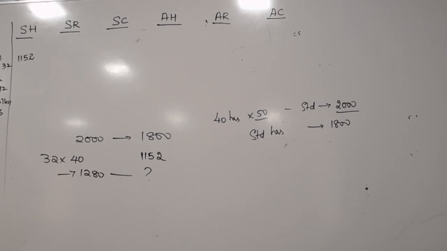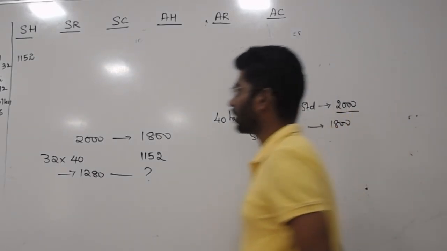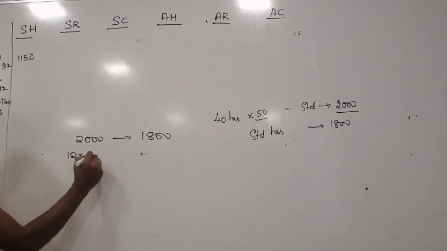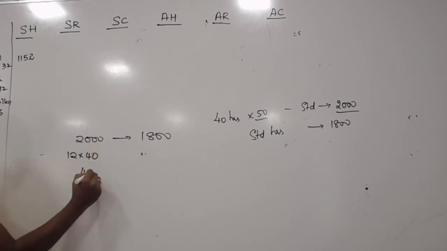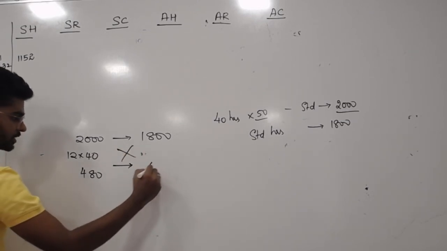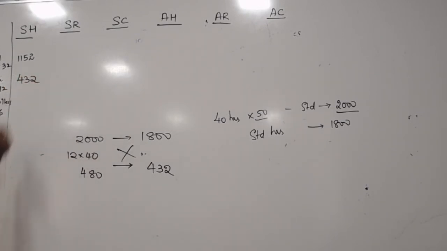Second one. Do it for the other guys. Second guy. For semi-skilled, how many hours is it? 12 into 40, 480. Yes, if you do a cross multiplication, that comes to 432. Last one.